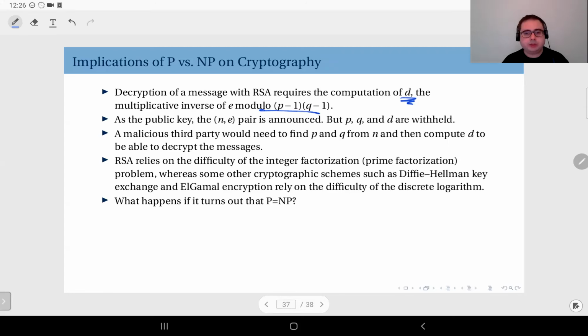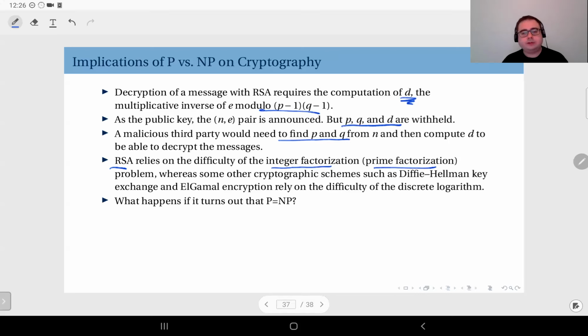Now, as the public key, N and E is announced, but P, Q, and obviously D are withheld. You do not announce them. And a malicious third party would need to find P and Q from N and then compute D to be able to decrypt the messages. Okay, so in essence, the RSA algorithm relies on the difficulty of integer factorization, or rather prime factorization.